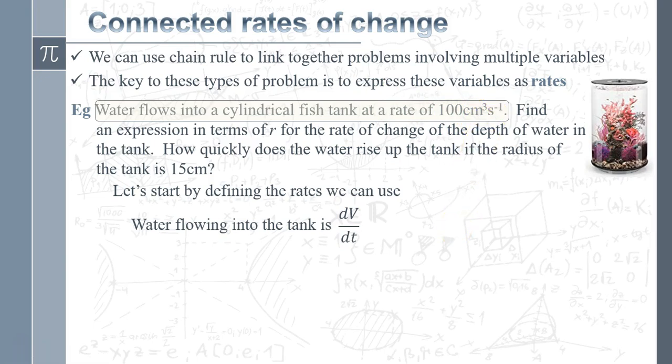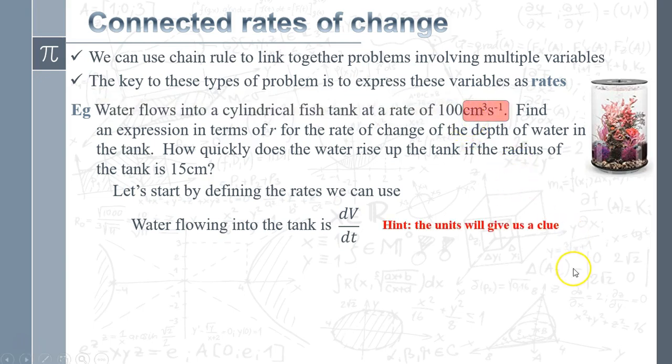Sometimes these ones are a bit tricky to spot, but the clue is potentially in the units. If you have a look at the units there, we've got centimeters cubed, which is volume, so that's the dV, and we've got seconds, which is time, so that's the dt. That kind of helps you figure out exactly what rate we're referring to. So that's the first bit, and we're told that's 100.